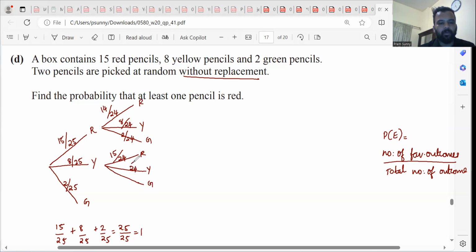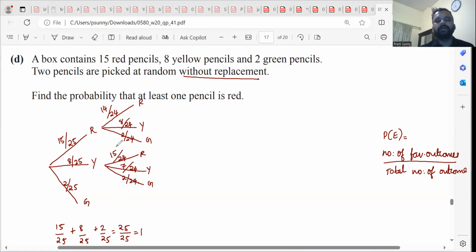That is 15 out of 24. In the first attempt, I got a yellow. Initially I had 8 yellows. Since it is without replacement, I kept that yellow separately and I'm not putting it back. So I have only 7 yellows remaining. All the remaining 2 greens are still there, 2 over 24.